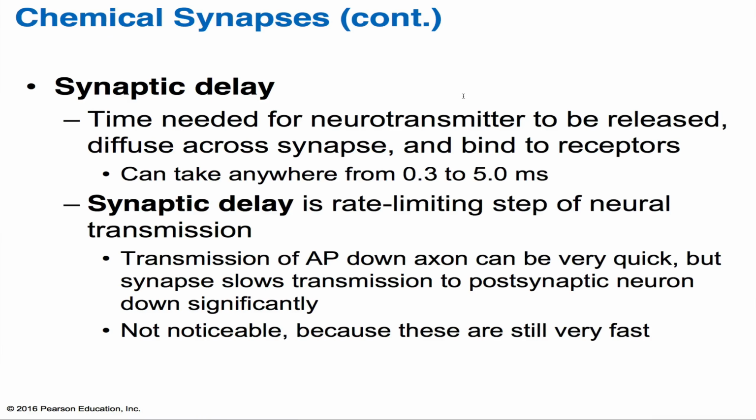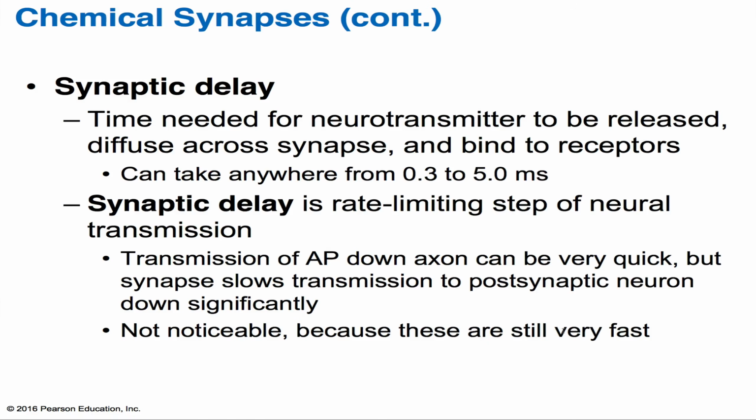As we learned in the previous lecture, action potentials can travel at speeds of up to 150 meters per second down an axon. However, neurotransmission across a chemical synapse is comparatively slow, and this is because of the time that's required for the neurotransmitters to be released, for them to diffuse across the synaptic cleft, and for them to bind to the receptors. This usually lasts anywhere from 0.3 to 5 milliseconds, and it's called the synaptic delay, and this is the rate-limiting step of neural transmission.